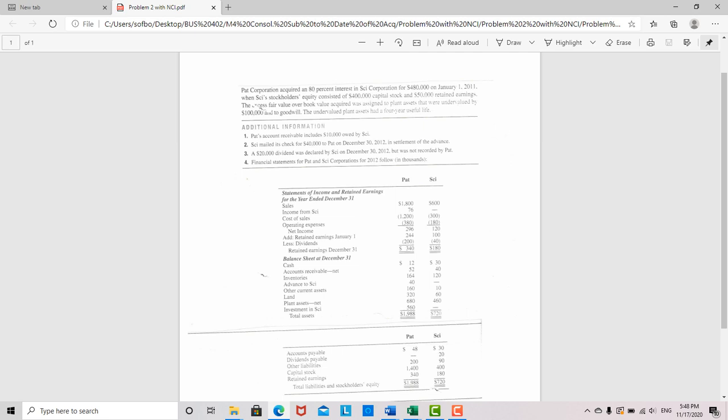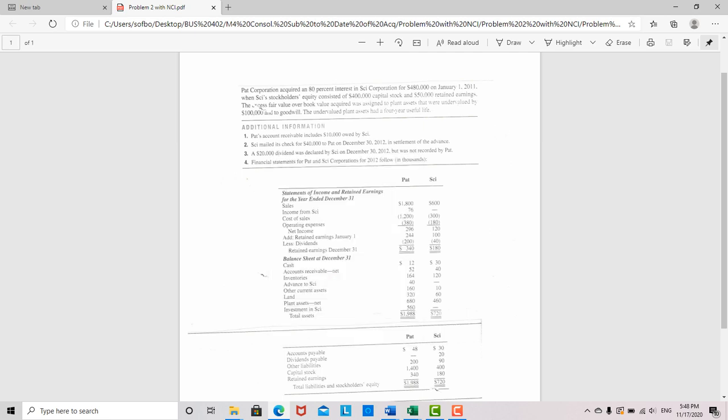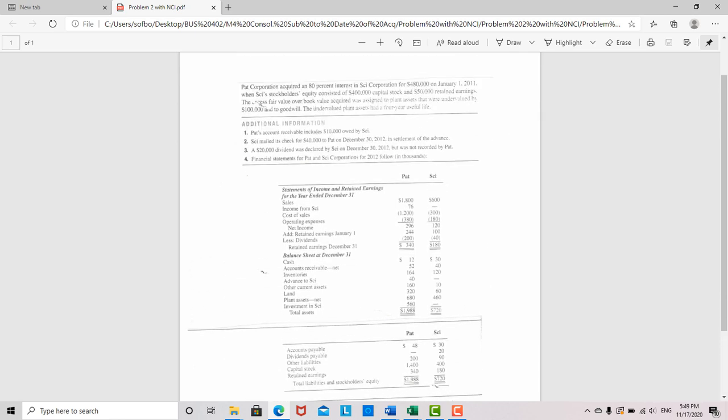The thing that really matters in this problem is they wrote a mistake into it. You may want to keep number 3 in mind here, because number 3 is going to impact the investment account, because it says a $20,000 dividend declared by the sub on December 31, 2012 was not recorded by the parent. That means that the $20,000 dividend was not recorded by the parent using the equity method. So the parent forgot to make an equity method journal entry, so we're going to have to correct for that in the consolidation.